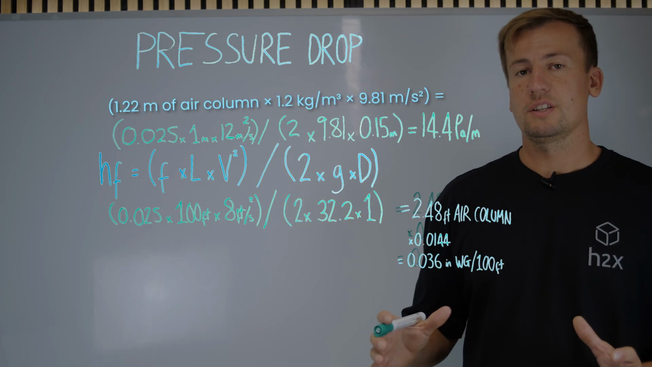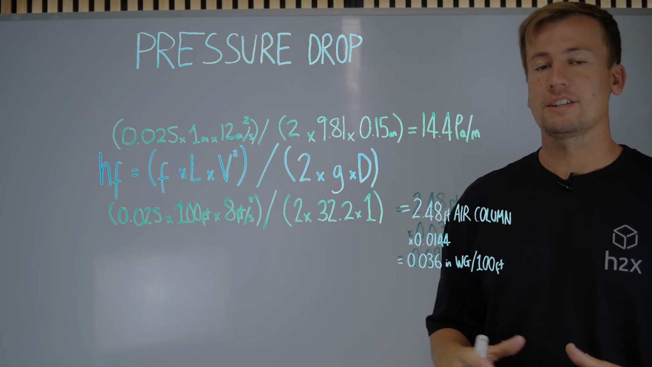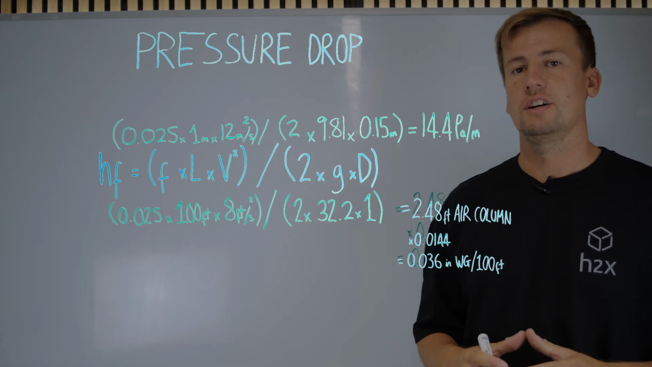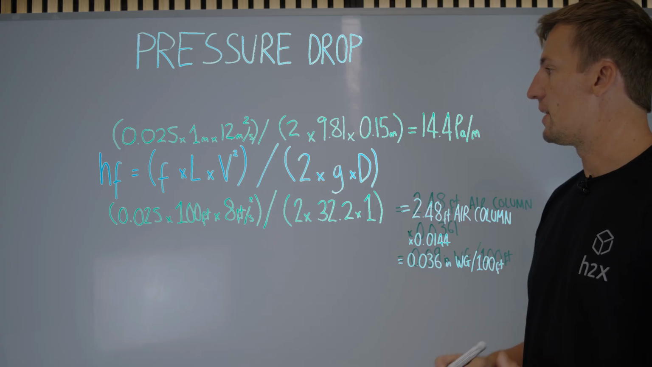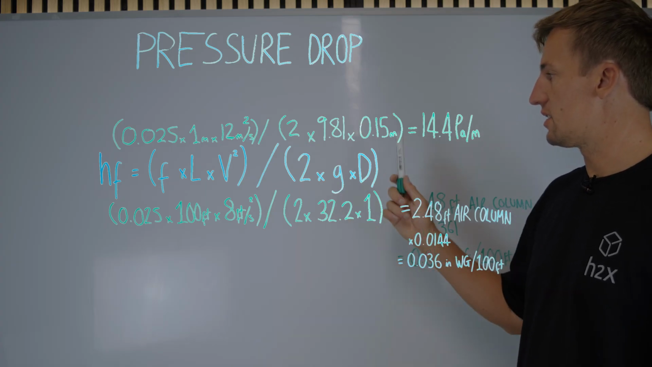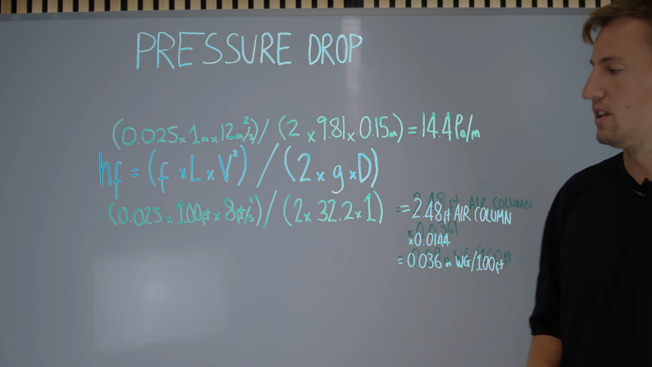Now remember, SIBSI generally recommend 1 Pascal per meter, or the industry does. So that is much higher than it should be, and we will need to increase the duct size to bring that down.